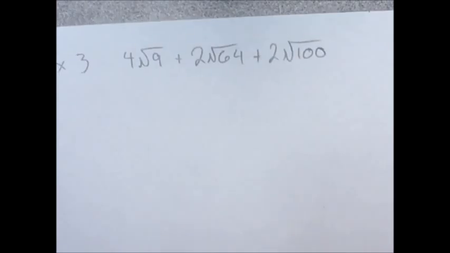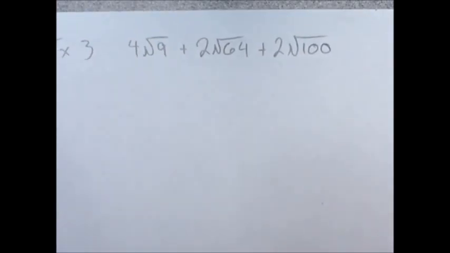Finding perimeter, all we do is what to the sides? We just add them all up. So I'm going to take all of these, I'm going to add them up. So 4 square root 9 plus 2 square root 64 plus 2 square root 100. And I can simplify all these things. They're way easier to simplify than it really seems because they're all perfect squares.